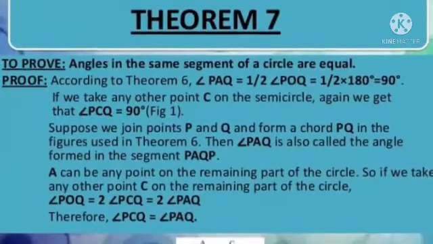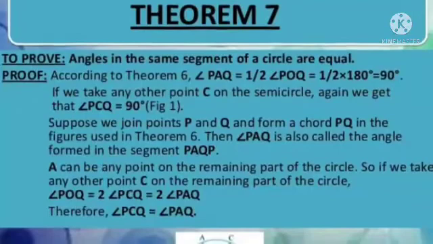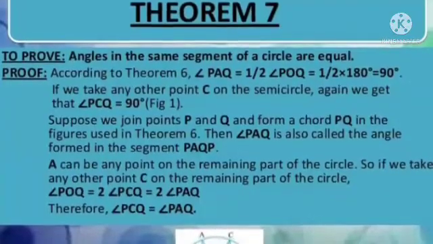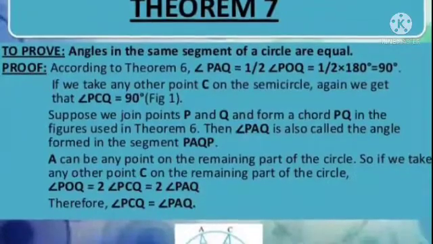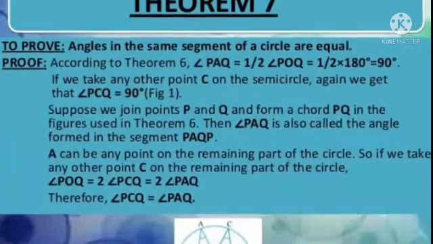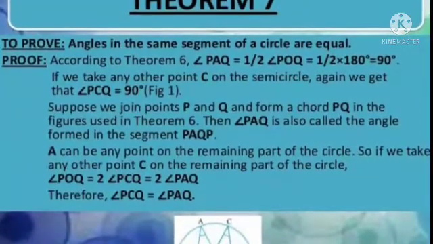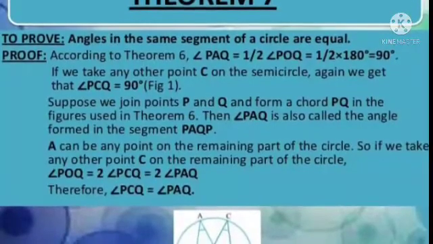Theorem 7. To prove angles in the same segment of a circle are equal. Proof. According to Theorem 6, angle PAQ is equal to half of angle POQ, which is half multiplied by 180 degrees, equal to 90 degrees. If we take any other point C on the semicircle, again we get that angle PCQ is equal to 90 degrees.